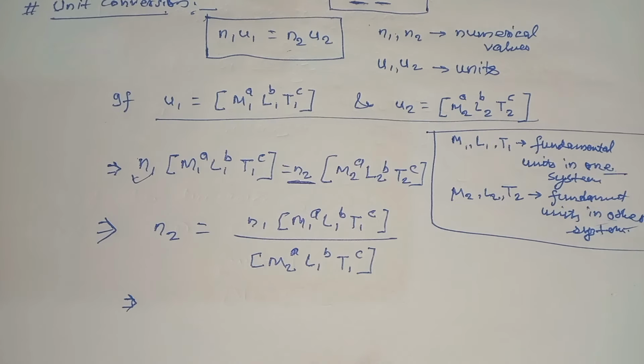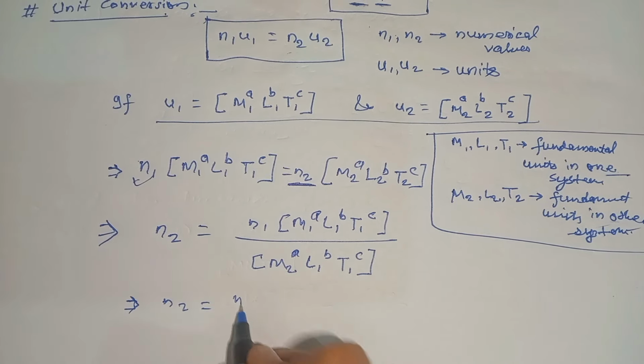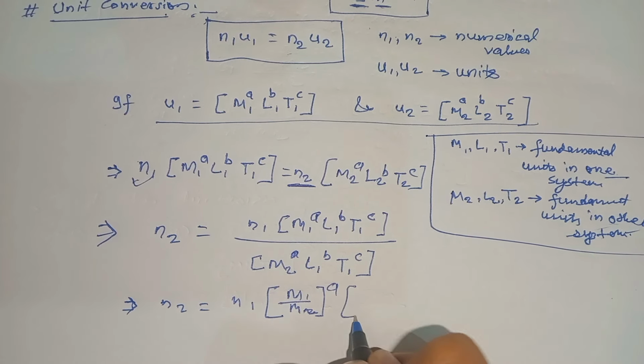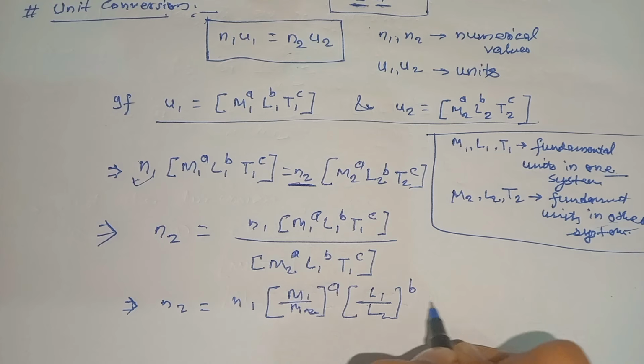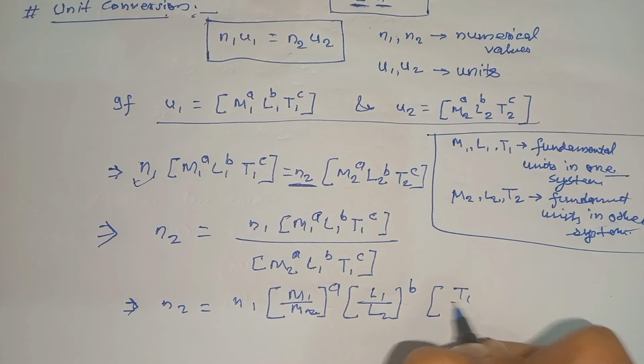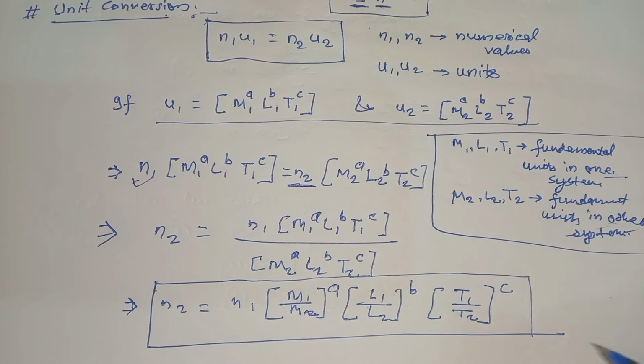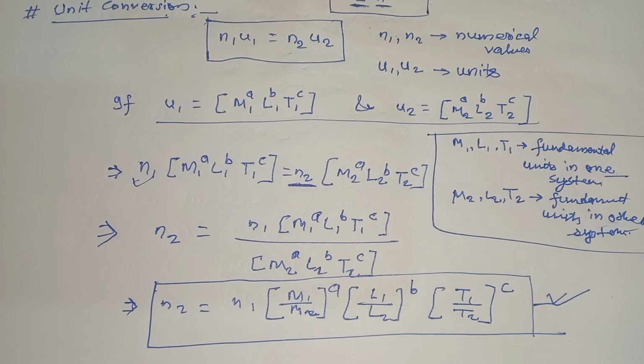This can be elaborated further: n2 equals n1 times (M1 by M2) to the power a, times (L1 by L2) to the power b, times (T1 by T2) to the power c. This is the relation. This relation is used to convert one system of unit into another system of unit, by the help of dimension. So it is the use of dimension to convert one system of unit into another.